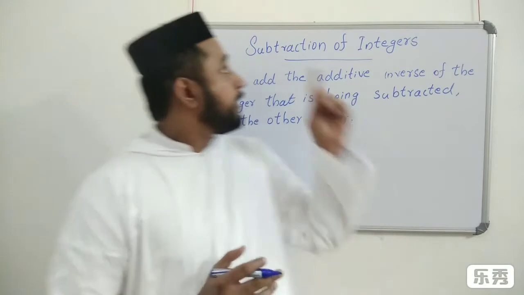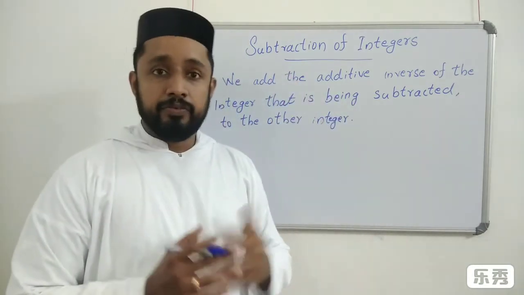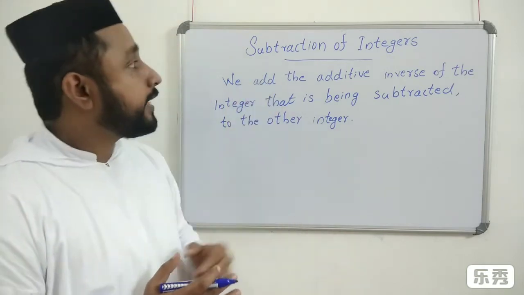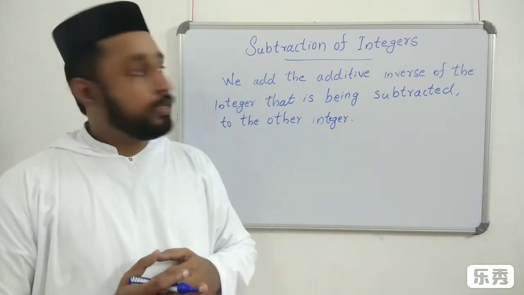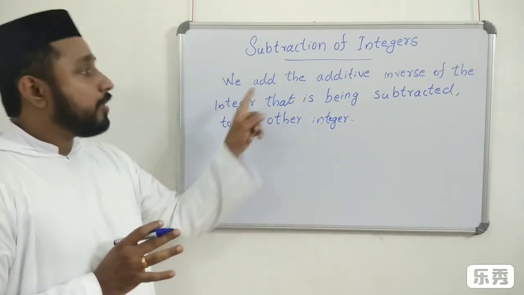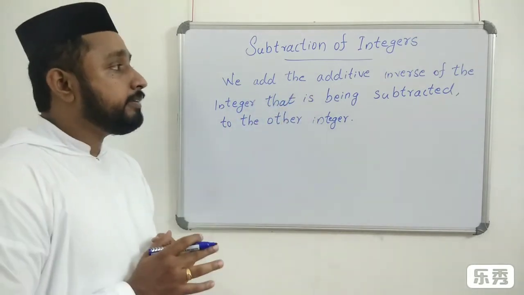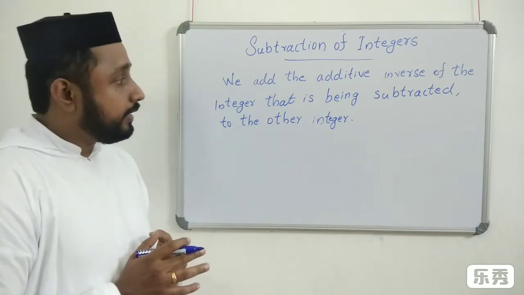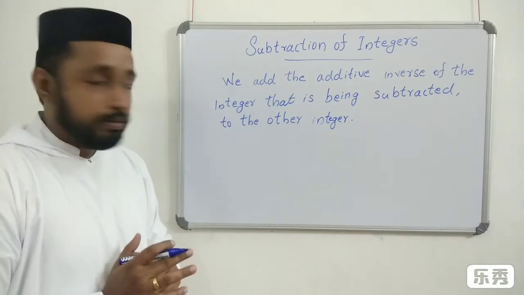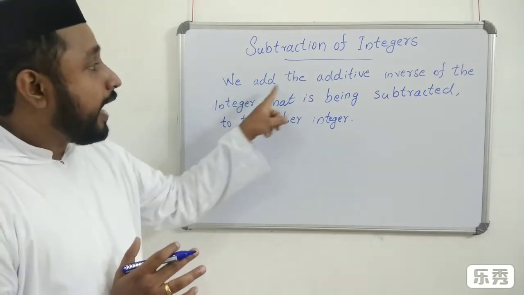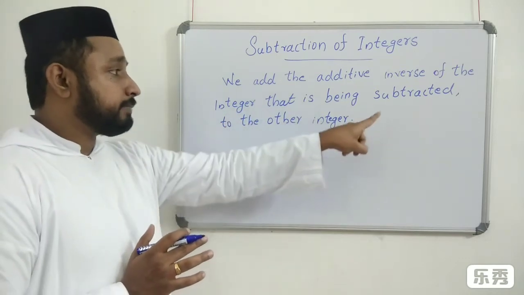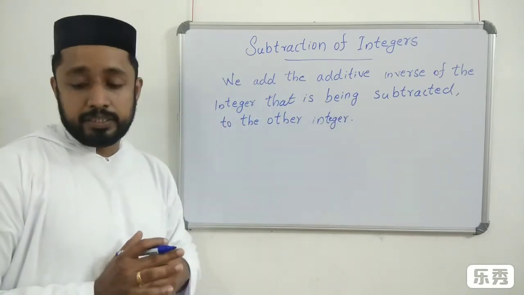Now, let us study subtraction of integers. We already studied addition of integers. Now, we are going to study subtraction of integers. There is only one rule for subtraction. The rule is that we add the additive inverse of the integer that is being subtracted to the other integer. Once again I read: we add the additive inverse of the integer that is being subtracted to the other integer.